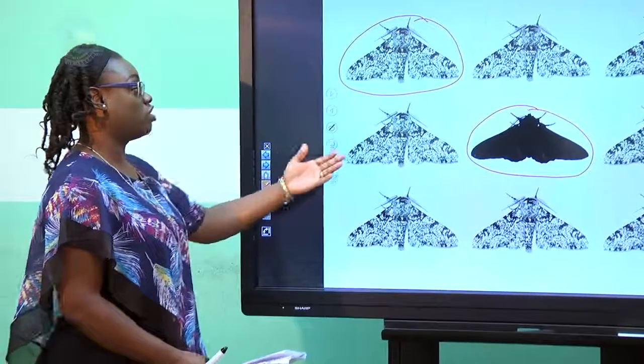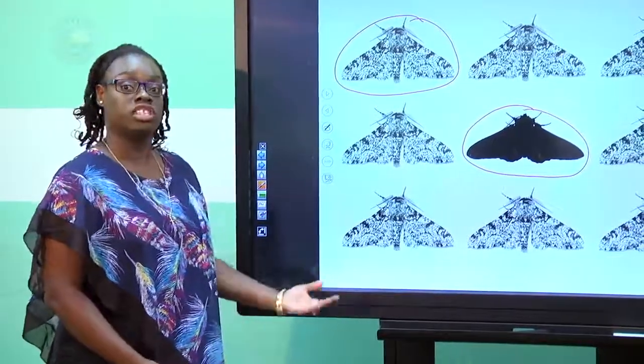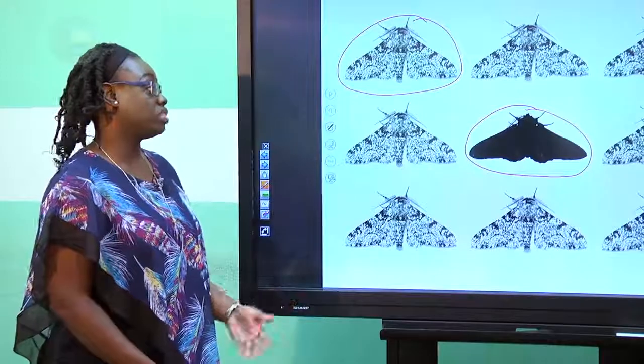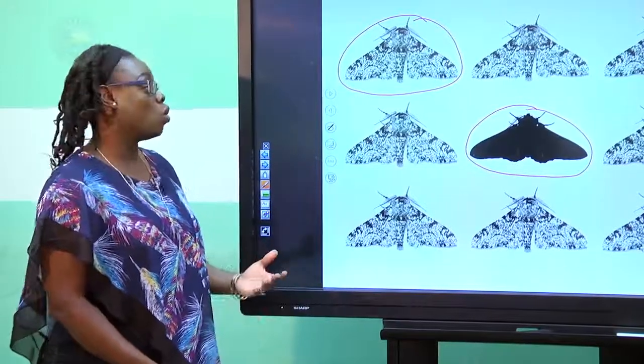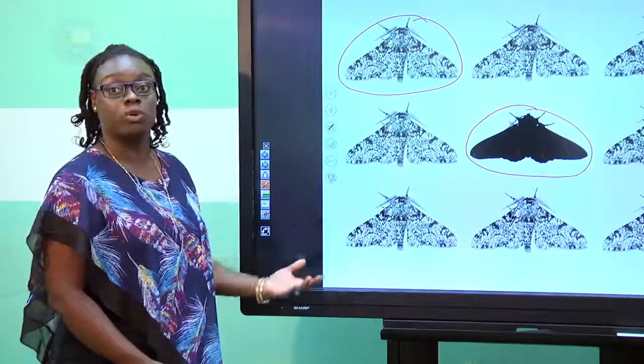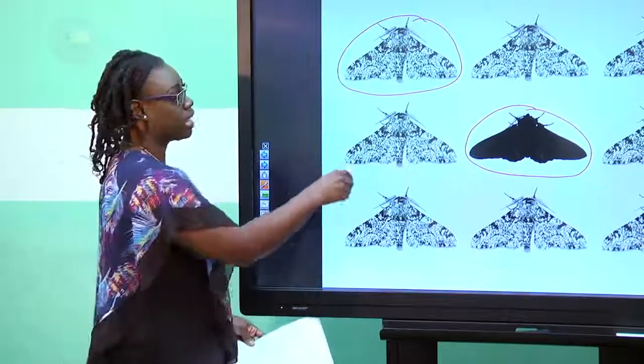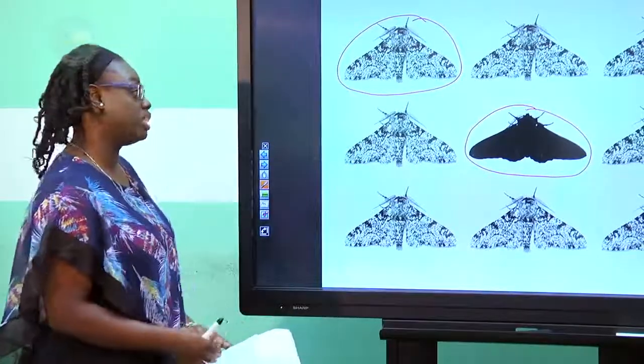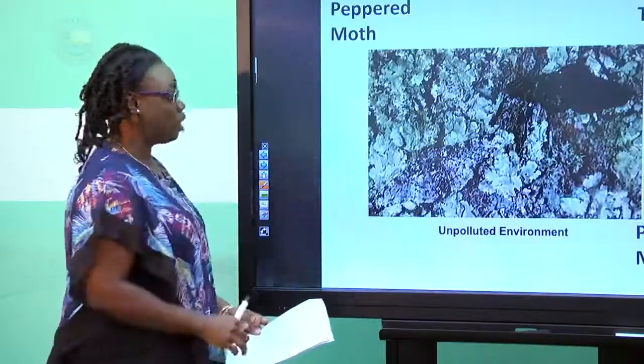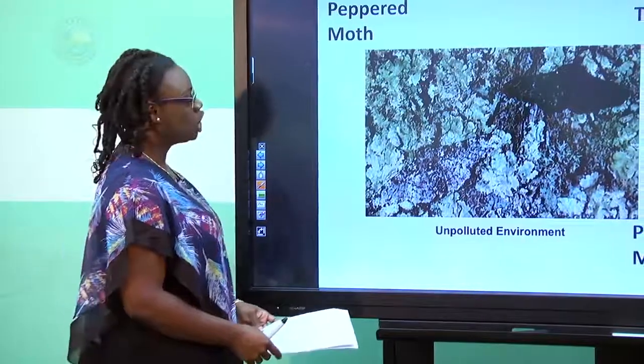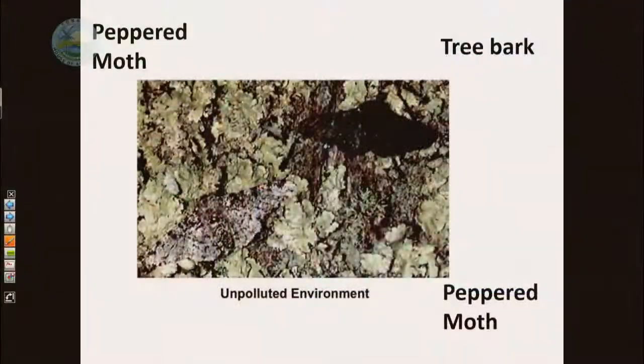Remember that variation can be a result of mutation caused maybe randomly or as a result of some kind of exposure. So we have both types of moth existing at the same time. In England, in the mid-19th century, moths rest on tree barks. So we have a picture of a tree bark here, and this is where the birds will find them.